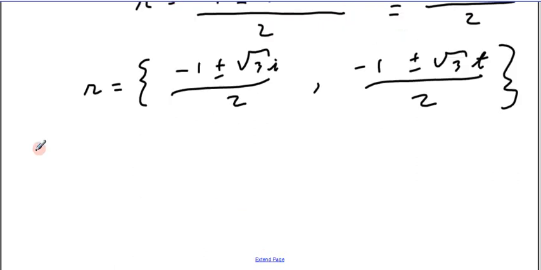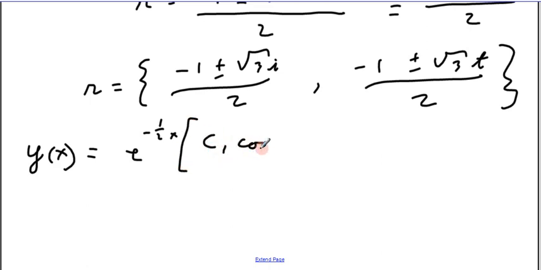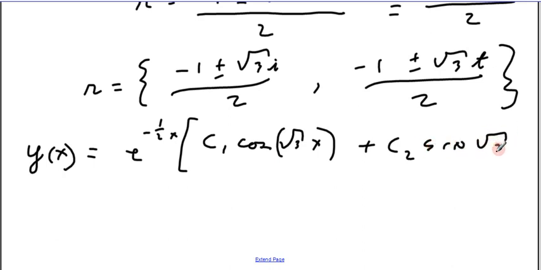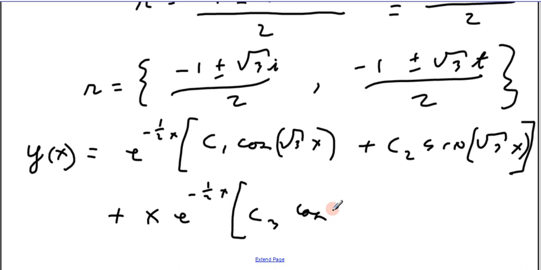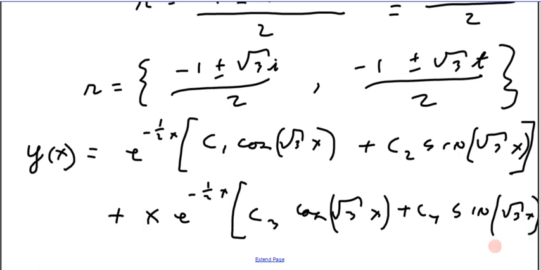And so y of x is going to be e to the minus 1/2 x times c1 cosine square root of 3x over 2 plus c2 sine square root of 3x over 2, plus x e to the minus 1/2 x times c3 cosine square root of 3x over 2 plus c4 sine square root of 3x over 2. Okay, and we'll do a quick check in the back of the book and call that guy right, because that looks like a pain to try to check manually.